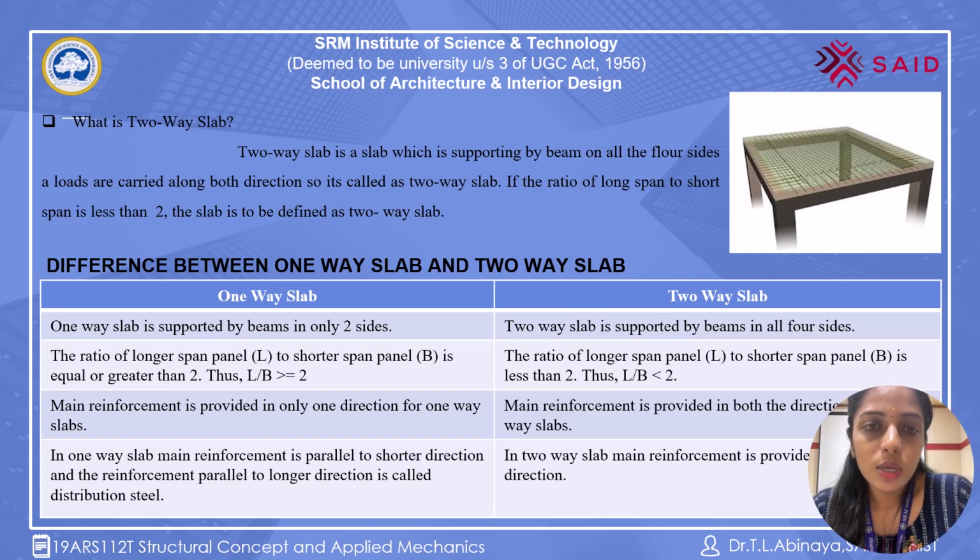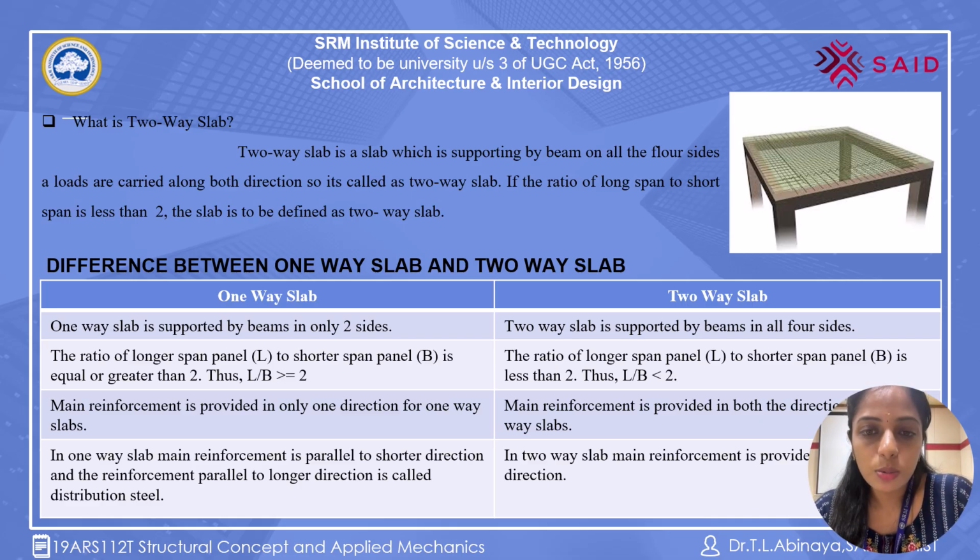Two-way slab. The two-way slab is the slab which is supported by the beam on all 4 sides, carrying load along both directions. If the ratio of the large span to the short span is less than 2, the slab is defined as a two-way slab. You can see the two-way slab image. There are 4 columns, and the beam is running on all 4 sides, which is known as the two-way slab.